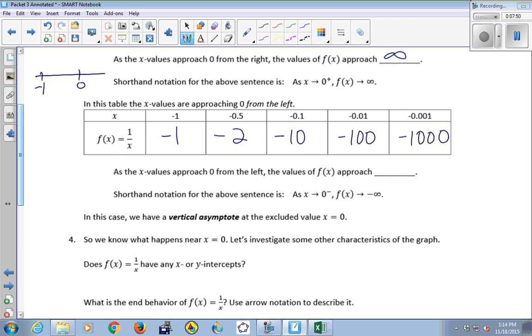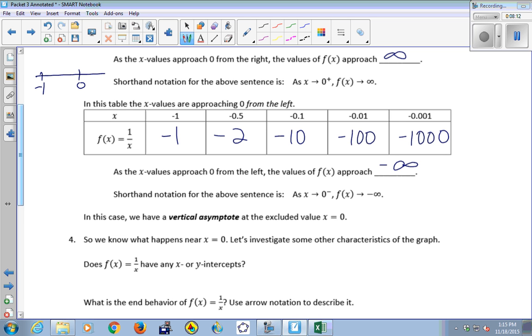So as the x values approach 0 from the left, the values of f of x approach -infinity. Good. And again, that's how I would write this in a shorthand notation. As x approaches 0, that little upper negative sign means from the left, f of x approaches -infinity.